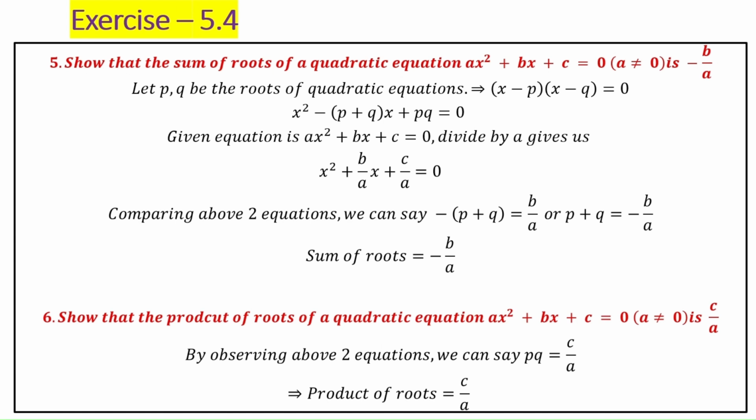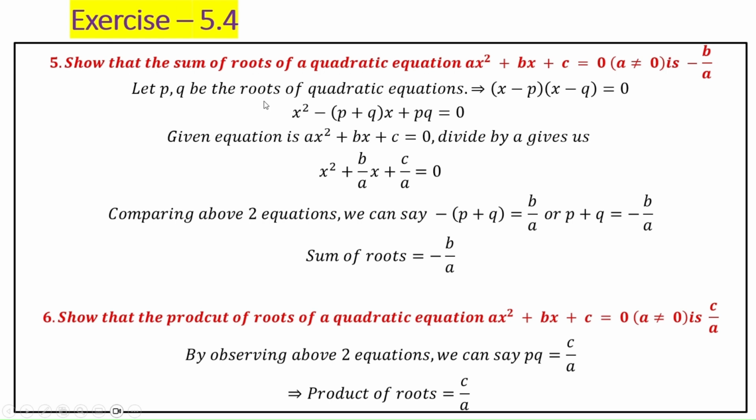Okay, show that the sum of roots of quadratic equation ax square plus bx plus c equal to 0, where a is not equal to 0, is minus b by a. This we know from the polynomials. This is the sum of zeros of a quadratic polynomial, minus b by a, correct? So we just want to prove it. We have done this already, but let's do it again.